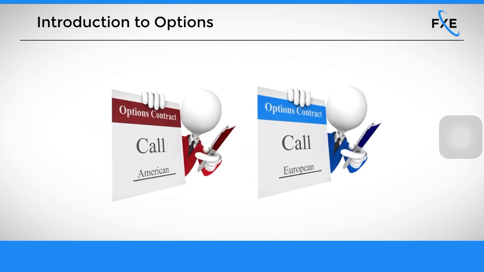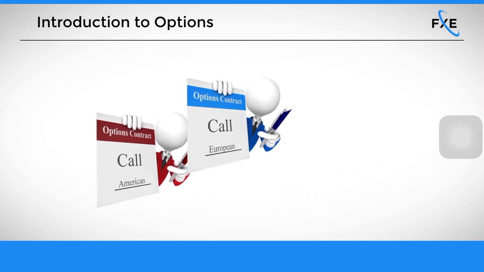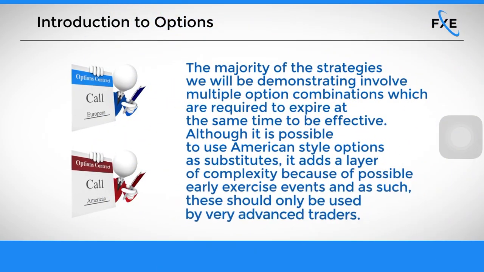Now, there are a few different reasons why one option style may be more suitable than the other at different times, but for the remainder of the options trading masterclass, all the strategies discussed will be based on European options. The majority of the strategies we will be demonstrating involve multiple option combinations, which are required to expire at the same time to be effective. Although it is possible to use American-style options as substitutes, it adds a layer of complexity because of the possible early exercise events, and as such, these should only be used by very advanced traders.